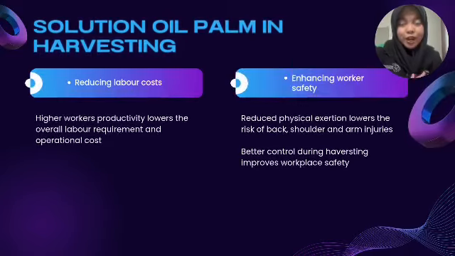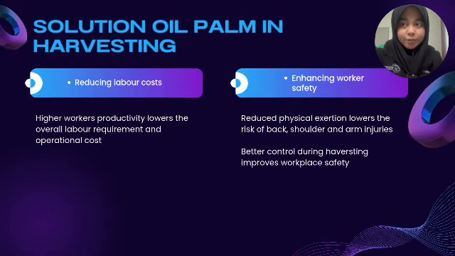Next solution for harvesting is reducing labor costs. Higher worker productivity lowers the overall labor requirement and operational costs. Lastly, enhancing worker safety. Better control during harvesting improves workplace safety.